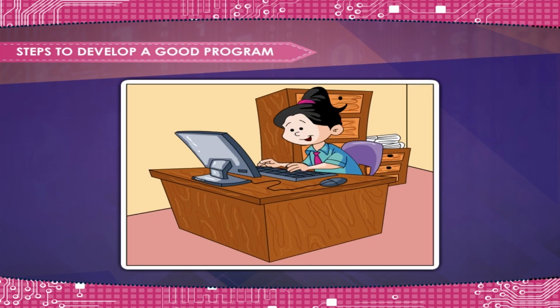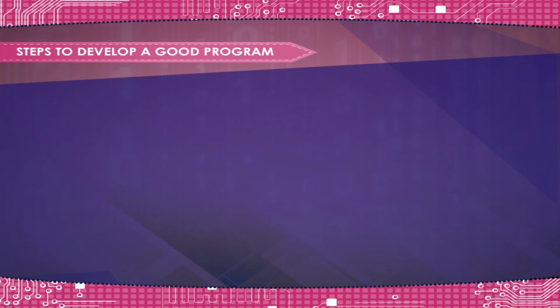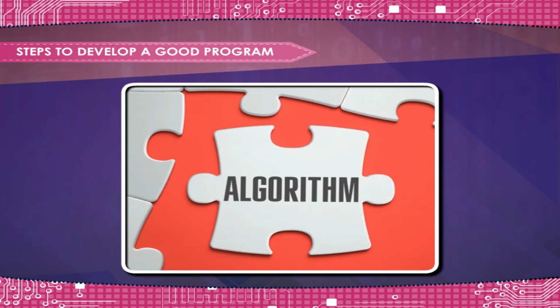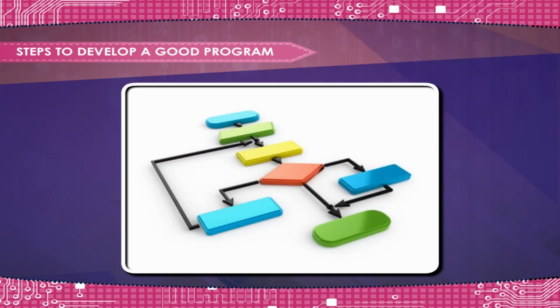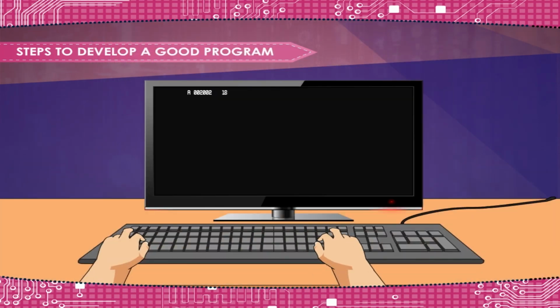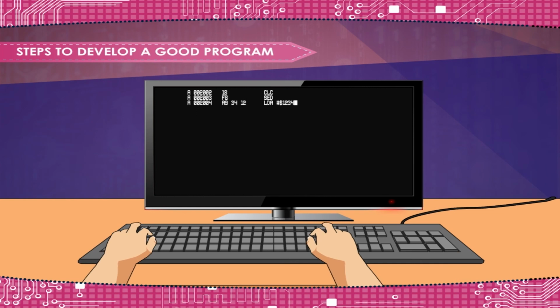Steps to develop a good program. Understand the problem. Write an algorithm for the solution of the problem. Draw the flowchart showing the flow of control of data. Construct the code in relevant computer programming language and execute it.